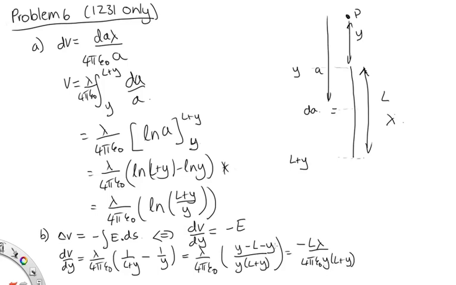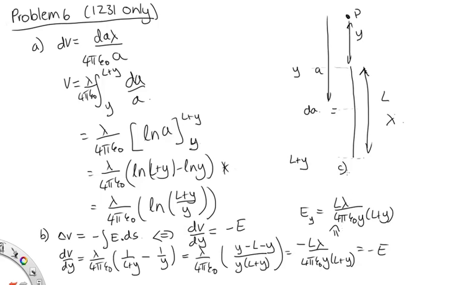And this, we're told up here, is equal to minus E. So let's just steal a little bit of space here. This tells us E is equal to L lambda over 4 pi epsilon naught y(L plus y). So we've derived our expression for the electric field there. This is just in the y direction. This only gives us the y component of our electric field.